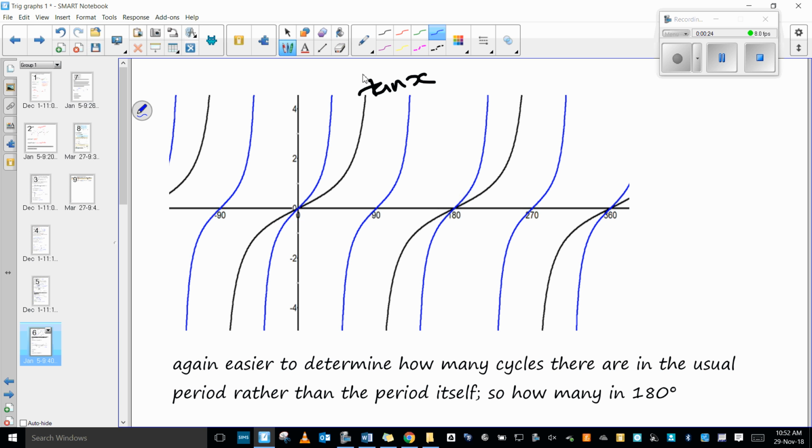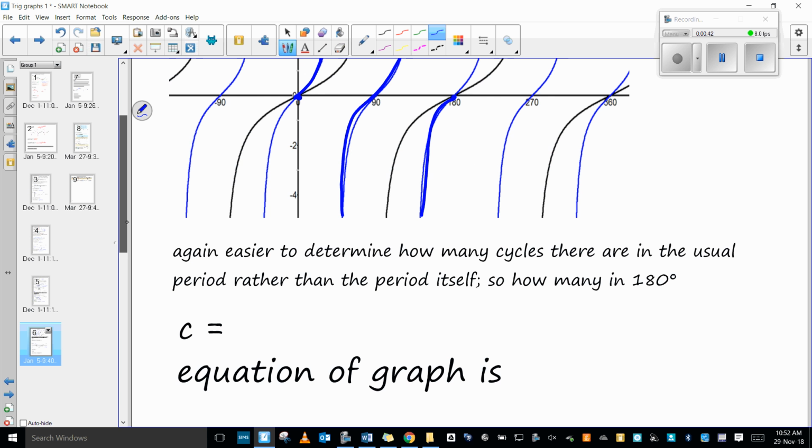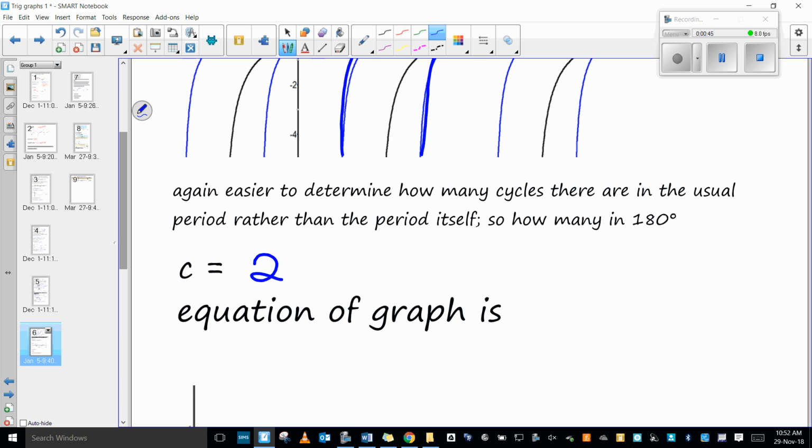Or, as I've said here, it may be easier to determine how many cycles there are within our usual 180. So if we started looking at this 180 period, we've got a little portion, we've got a whole portion, and a little baby bit. So how many cycles have we done? So that means our value here is 2. So it will be y equals tan 2x.